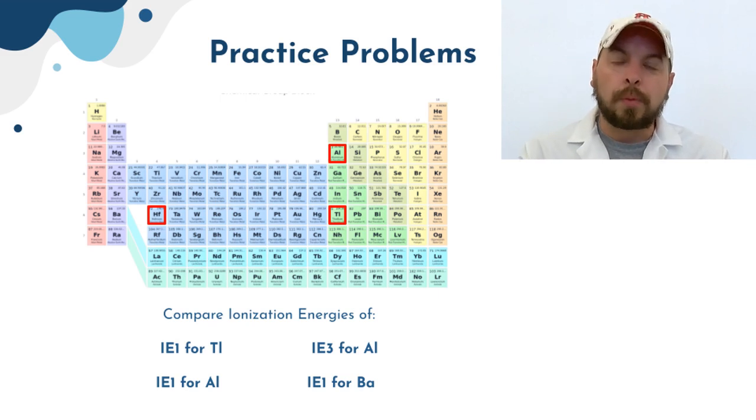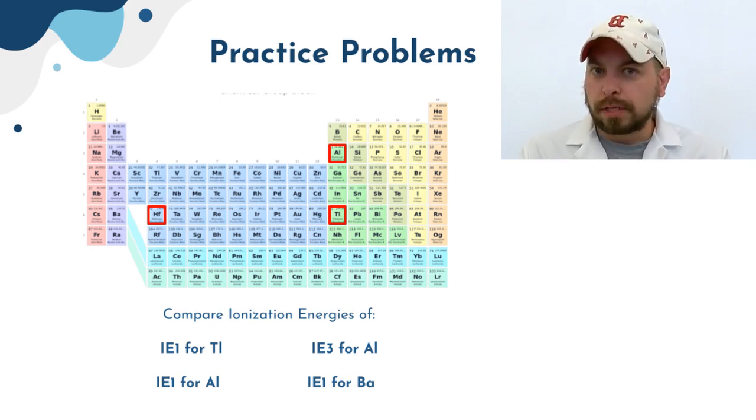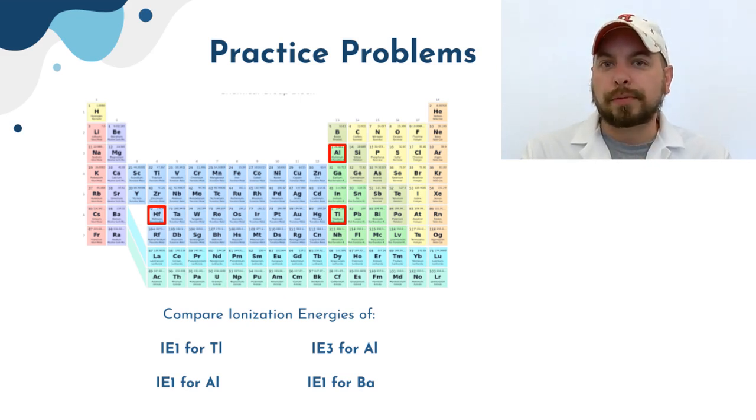Then I want to add in one more. Let's include the third ionization energy of aluminum, just to see if you can do that. So we got 4 things to compare. First ionization energy for aluminum, third ionization energy for aluminum, the ionization energy for thallium, and the ionization energy for barium. So what's the rank?